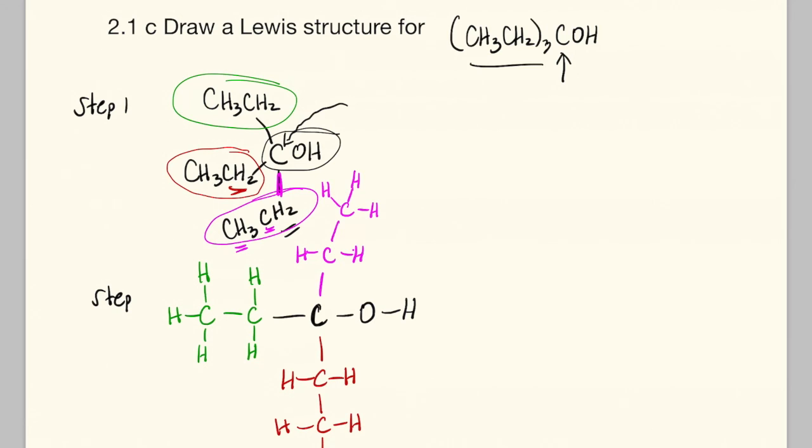Now step 3 is to add electrons, and remember that oxygen is divalent, and that's only possible because it has 2 lone pairs of electrons left over to complete its octet. So that's the full Lewis structure there for this molecule.